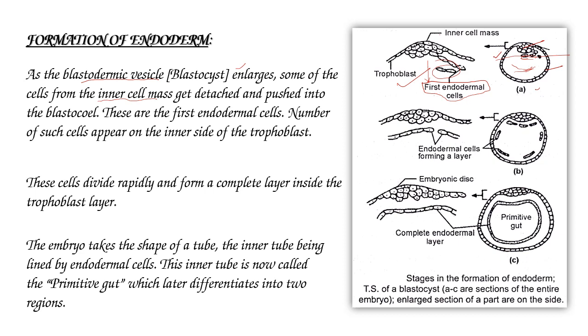Now, these detached cells rapidly divide to form a complete layer. First they form small layers and all are joined to form a complete layer. That layer is formed towards the inside. This is the trophoblast layer, and outside is this region, and towards inside means inside the cavity. So towards the inside of this trophoblast, a complete layer of endoderm. See in the third diagram, a complete layer of endoderm will form.